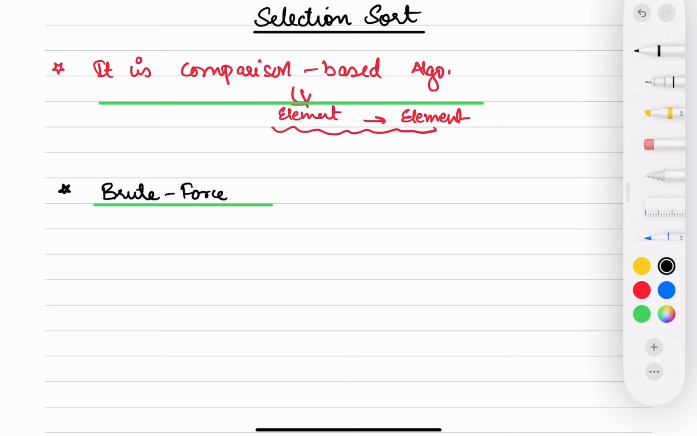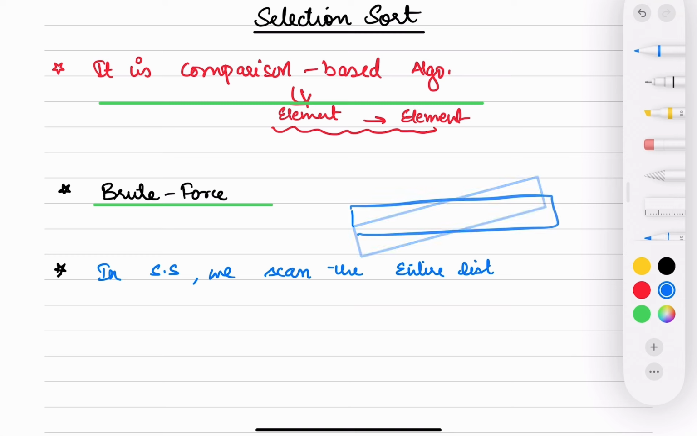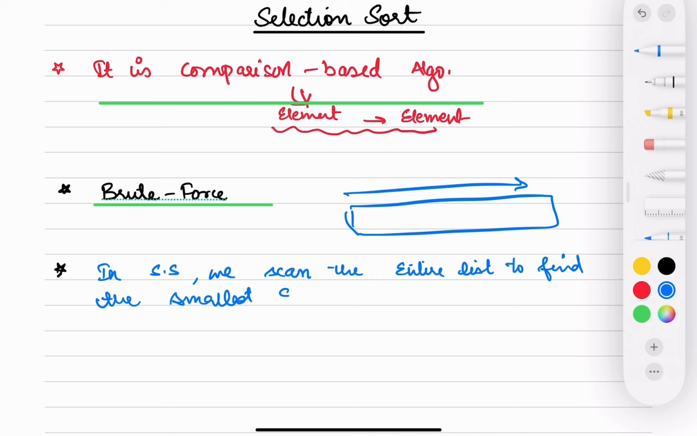So basically, what happens in this algorithm if I want to write that? Consider that in selection sort, we basically scan the entire list. For example, there is an array. Okay, let me write this way. We'll scan the entire list to find the smallest element.